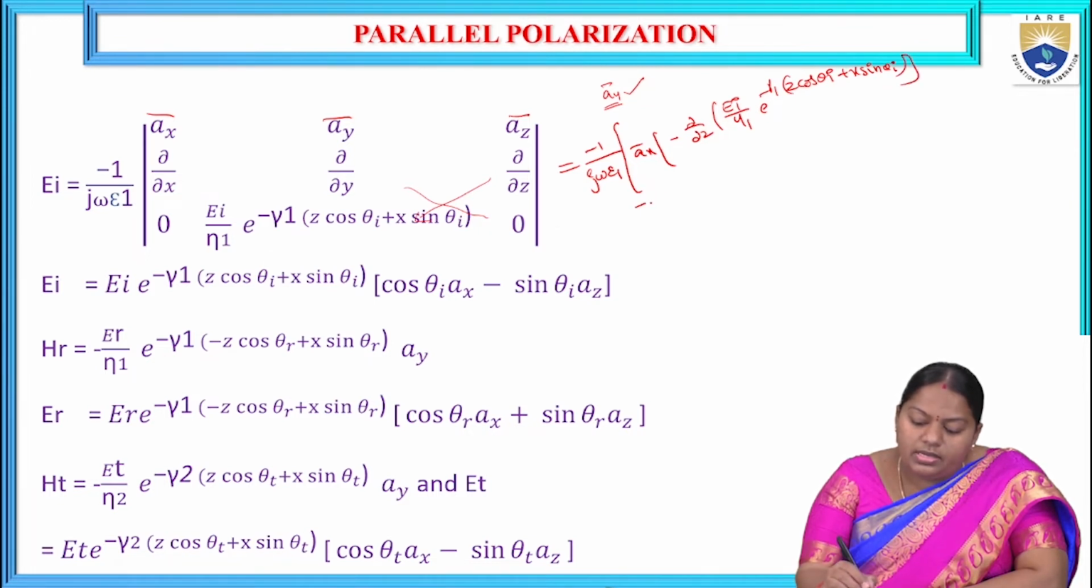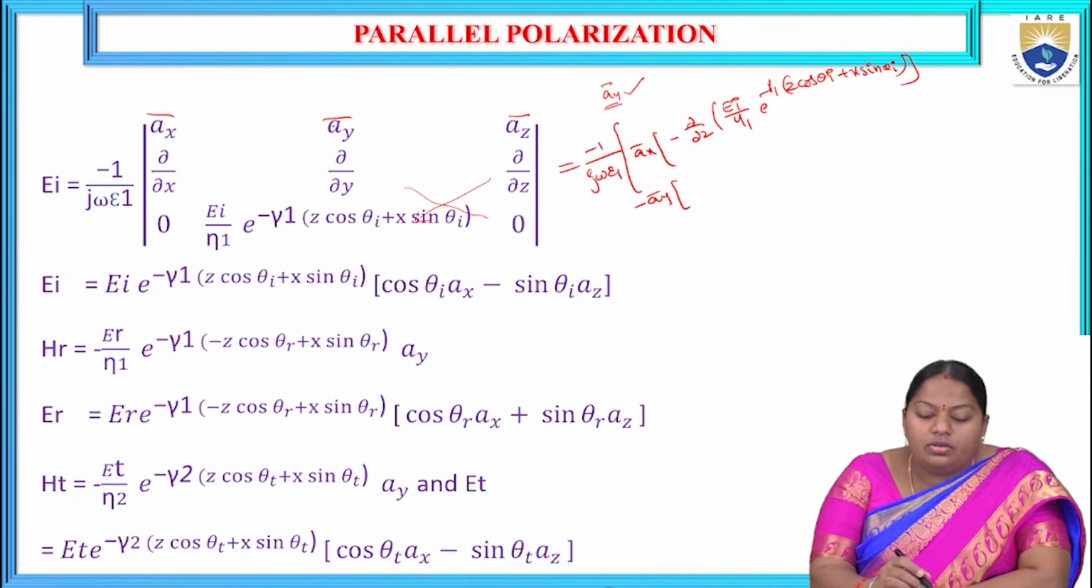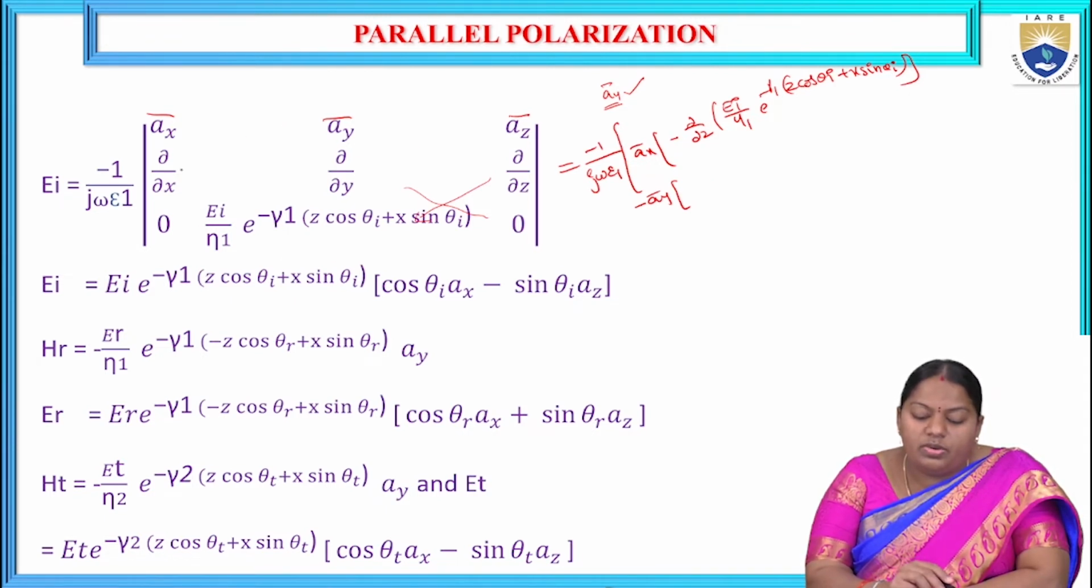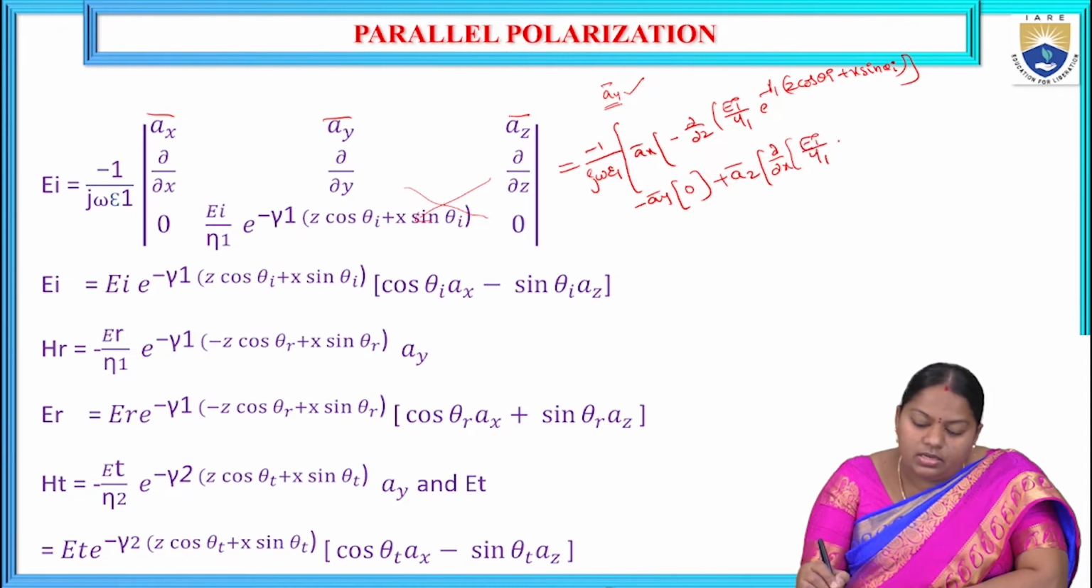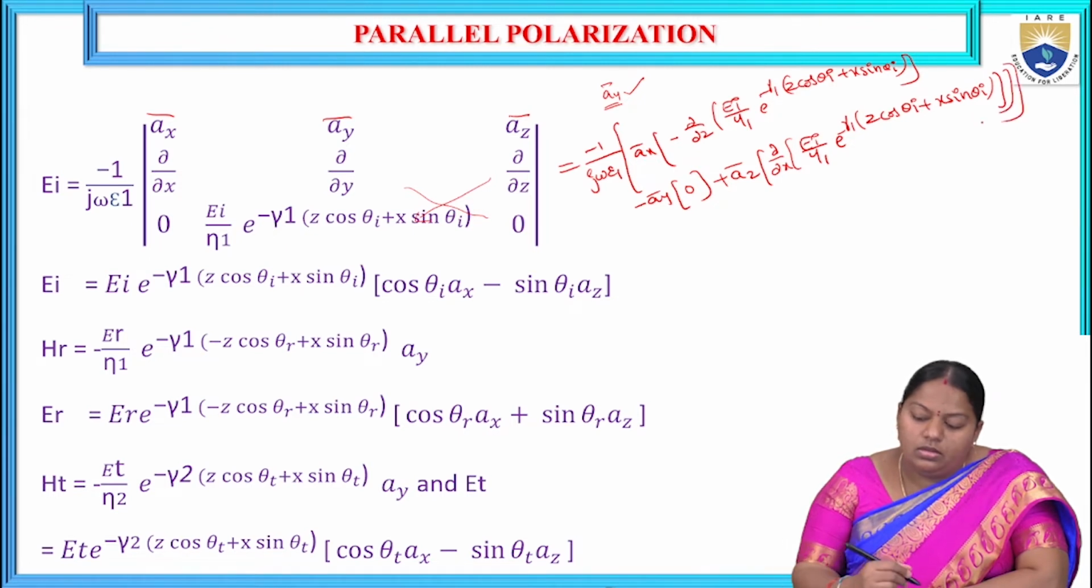Then minus Ay into, first row, second column, if you consider the determinant between first and third it becomes dou by dou x of 0 minus dou by dou z of 0, which gives us 0. Then plus Az into, first row and third column, the determinant gives dou by dou x of Ei by eta 1 e power minus gamma 1 (z cos theta I plus x sin theta I), minus dou by dou y of 0 becomes 0.